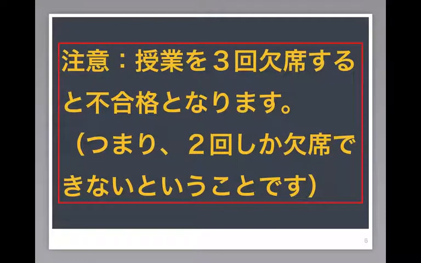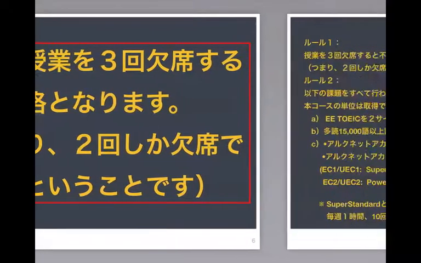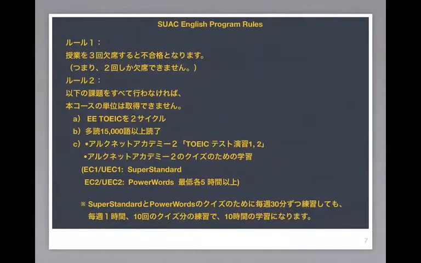Be very careful about this rule here. If you are absent 3 times, you will fail the course. Talk to your teacher. If you have any problems, the most important thing to do is to communicate and understand. Rule number 1 is about the attendance. Rule number 2 is about the homework. It's in your guidance packet.